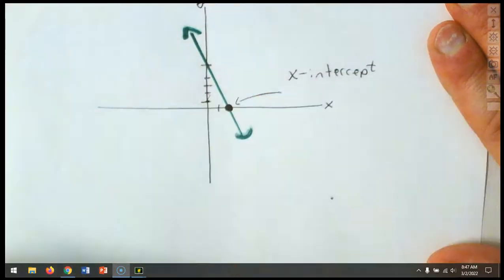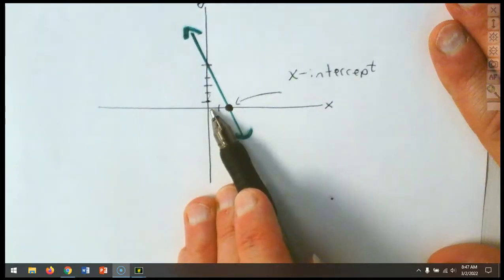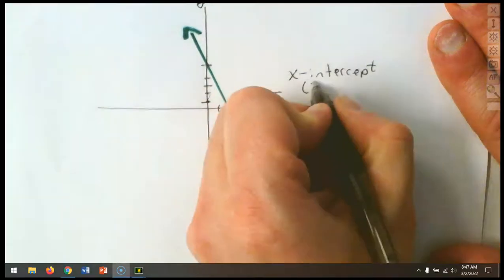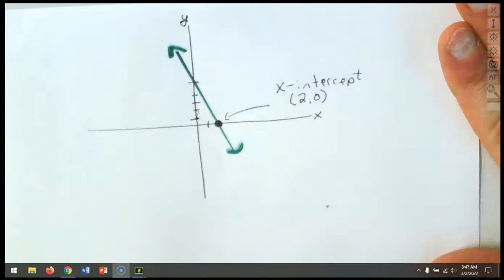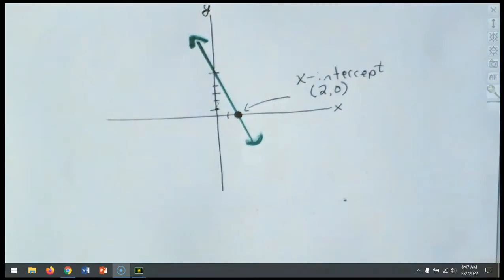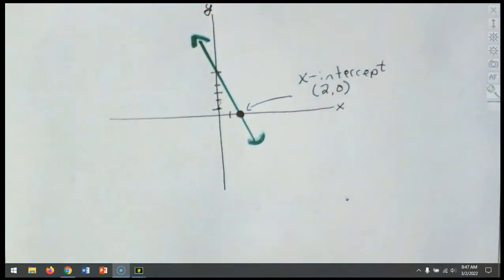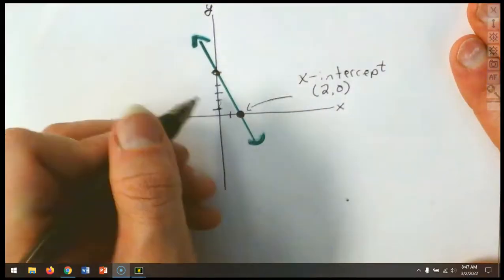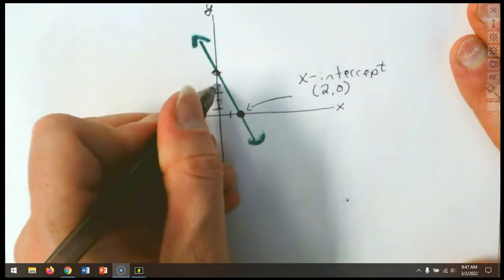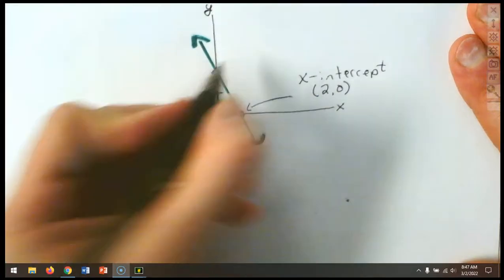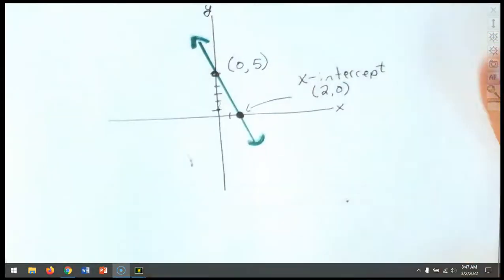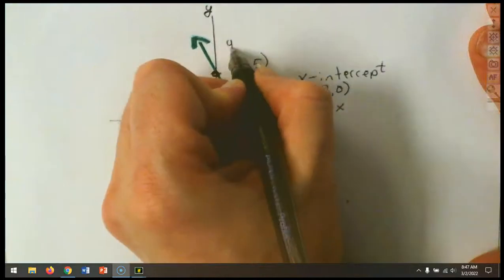And intercepts are always ordered pairs. So as an ordered pair, this intercept would be, it looks like 2, comma 0. So your x-intercept is at 2, 0. That's where it crosses the x-axis. We also have a y-intercept. And the y-intercept is up 1, 2, 3, 4, 5. So that's going to be 0, comma 5. And that is your y-intercept.